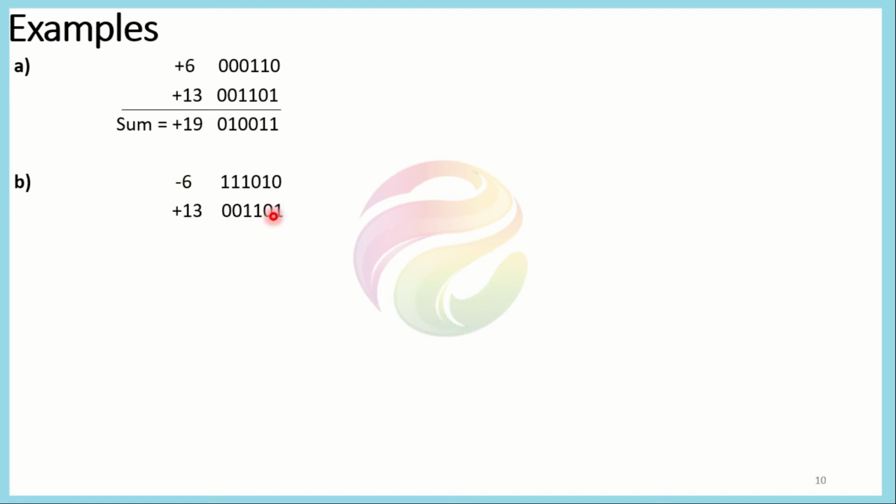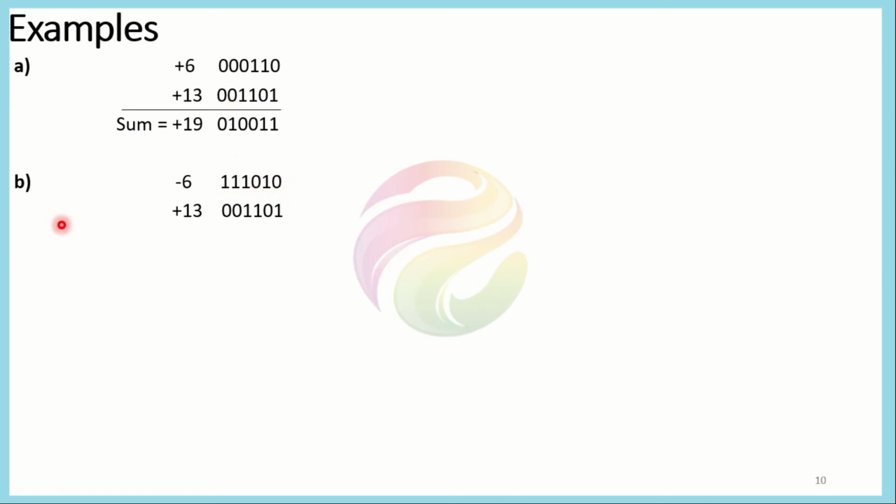Now we are adding two numbers, but this 6 is now minus 6. Instead of the plus 6, we have the minus 6. So we will just take the 2's complement of this number. Taking its 2's complement will give us this number.